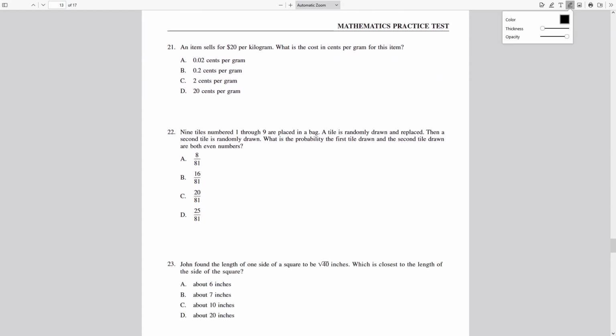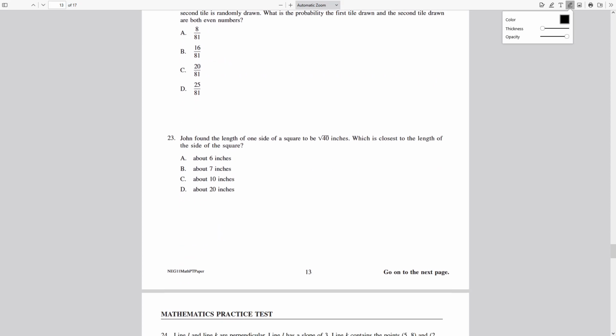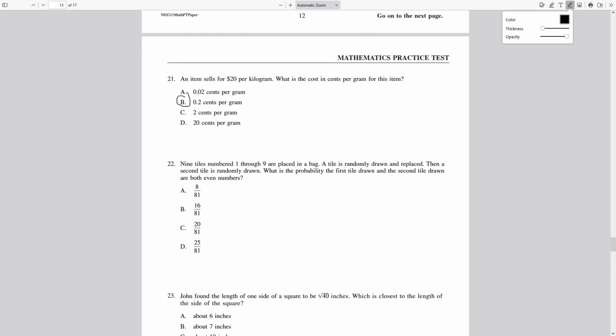Ab sells for $20 per kilogram. What is the cost in cents per gram for this item? $20 per kilogram. We have to divide by 100. It's 0.2 cents per gram. Okay, next is my last paper.